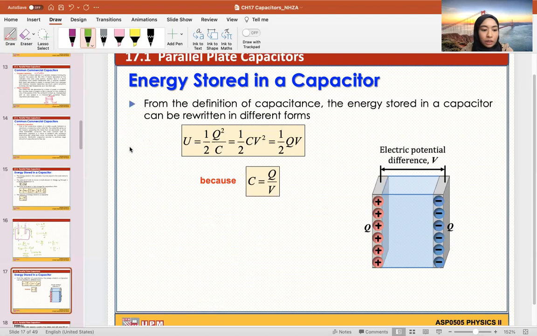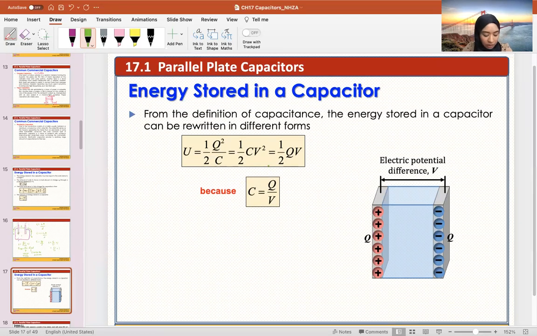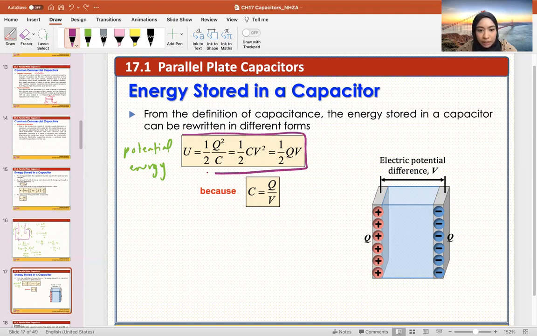Okay, so now we are going to talk about energy stored in a capacitor. So energy is equal to, in this case, it's potential energy. So this guy is potential energy, so it is U. Potential energy is equal to U, and it is 1 over 2 Q squared, the charge in either plate squared over C. C is capacitance, not the charge. So Q is the charge squared over capacitance. So it is also equal to 1 over 2 CV squared, or equal to 1 over 2 QV. So this one is a little bit complicated.